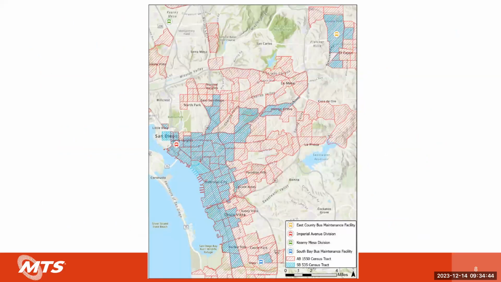On the screen right now is a map showing where our four divisions are located, superimposed on a map of the SB 535 census tracts, which are shown in blue, and the AB 1550 census tracts, which are shown in red. So in downtown San Diego, we have our Imperial Avenue division, which is located in both. In the South Bay, we have our South Bay division in Southern Chula Vista, also located in both. And in East County and El Cajon, our East County division is also located in both. And then the fourth division is up in Kearney Mesa. So you can see it's close by to some AB 1550 low-income communities.